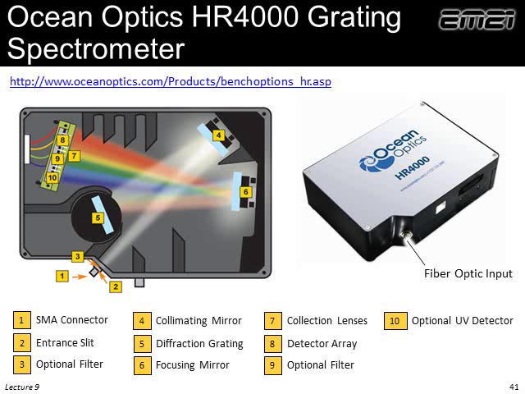Here is a pretty good grating spectrometer. This is offered by Ocean Optics, and they have this nice picture of what is inside. And so this is a fiber optic spectrometer. So we have light coming out of a fiber, and we want to look at the spectral content of that. So they have a fiber optic input here and an optional filter. But the initial light is drawn as white light. So it hits a collimating mirror.